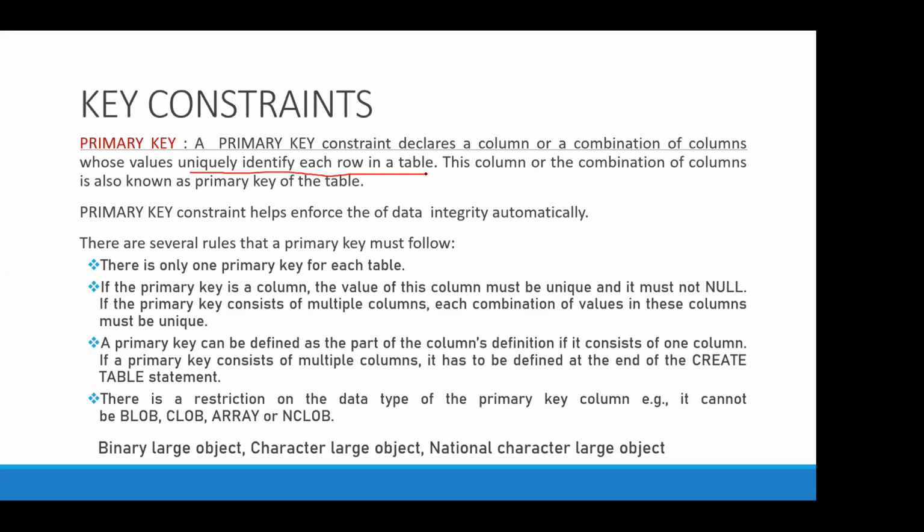So a primary key is an attribute or a column, or a set of attributes or set of columns, whose values uniquely identify each row in a table. This column or the combination of columns is also known as the primary key of the table. The primary key constraint helps enforce data integrity automatically.